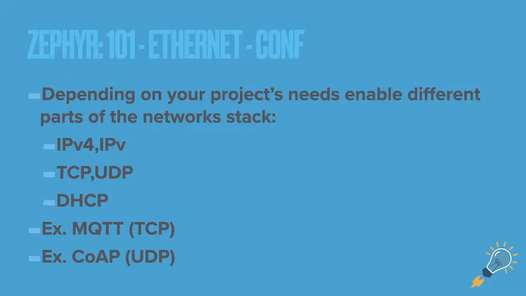For instance, MQTT utilizes TCP versus CoAP uses UDP. So if you're using a specific protocol, you can turn off the one that you're actually not using, and it'll save you some space.